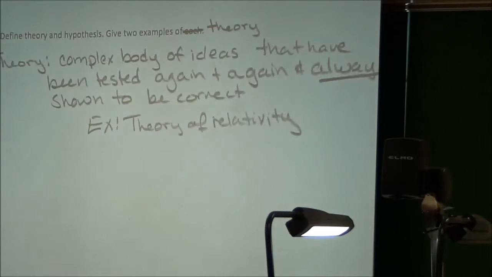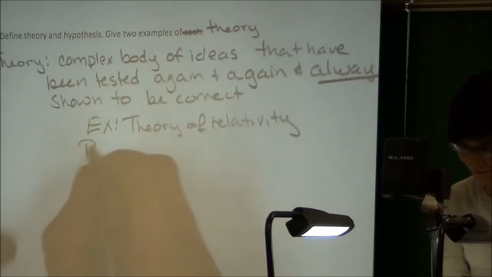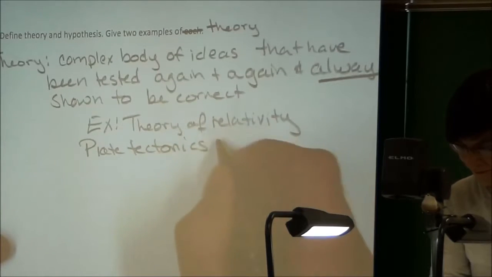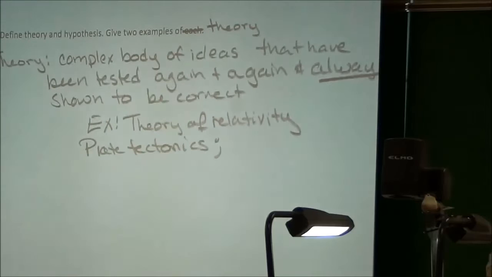Now, the world is round is a good idea, but that's a simple fact because it's easily observable. It's not a complex body of knowledge that allows us to do future predictions. So what's another theory? Plate tectonics. Plate tectonics, excellent. Any others? What's a classic one, the one that a lot of people politically, in this country at least, have a problem with? The Big Bang Theory.